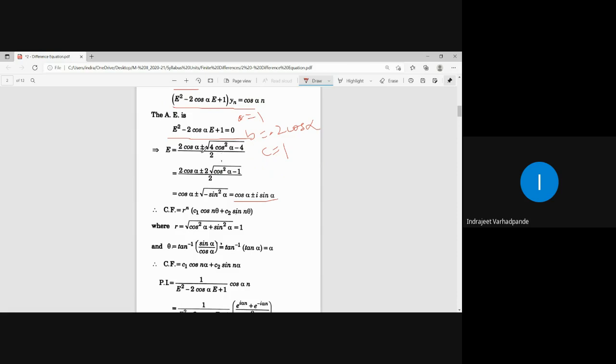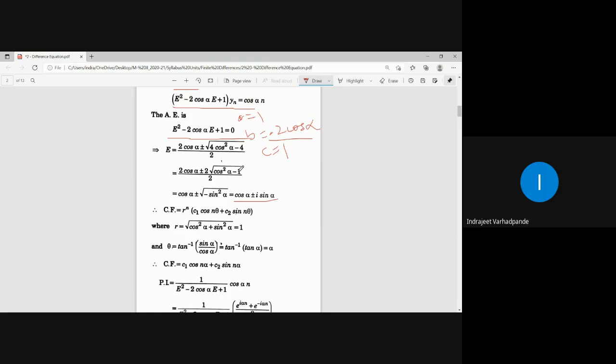ये देख लीजिएगा इसको solve करके. Minus b means minus of minus 2 cos alpha, it is 2 cos alpha. B square means 4 cos square alpha minus 4ac means 4. 4 can be taken outside, it becomes 2. Cos square alpha minus 1 is minus sin square alpha.